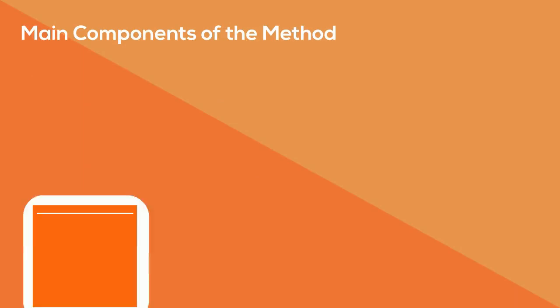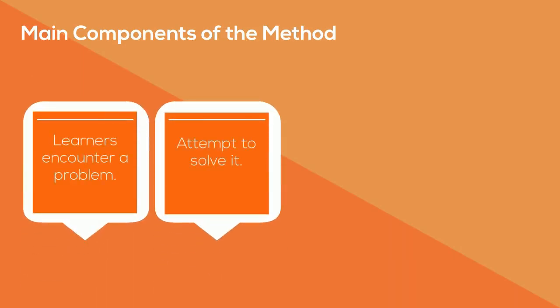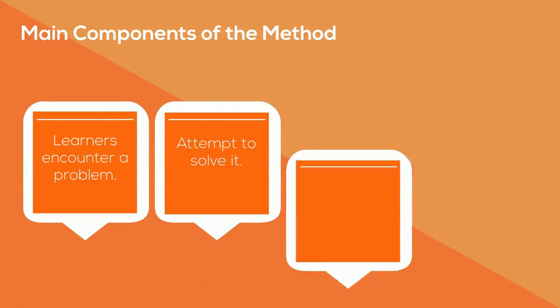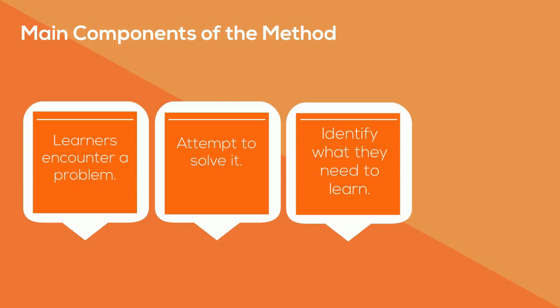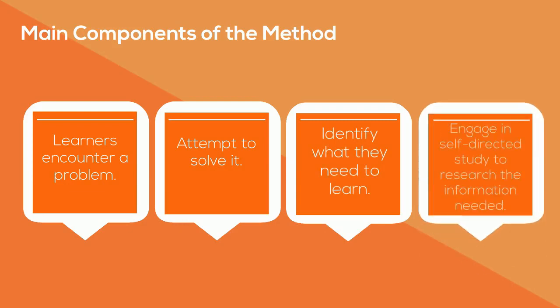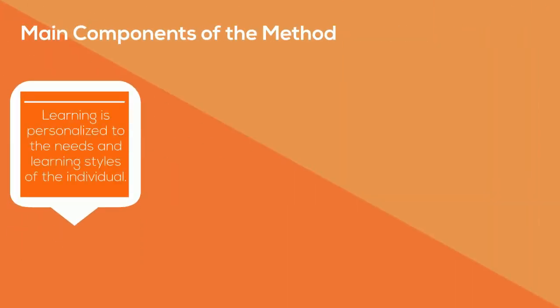In PBL, learners encounter a problem and attempt to solve it with information they already possess, allowing them to appreciate what they already know. They also identify what they need to learn to better understand the problem and how to resolve it. Once they have worked with the problem as far as possible and identified what they need to learn, learners engage in self-directed study to research the information needed by finding and using a variety of information resources, such as books, journals, reports, online information, and a variety of people with appropriate areas of expertise. In this way, learning is personalized to the needs and learning styles of the individual.